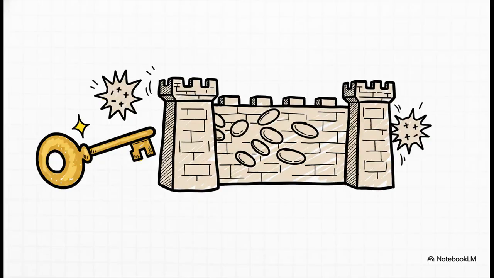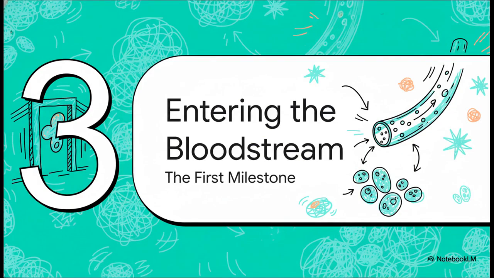So if you remember only one thing from this whole section, make it this. This is the golden rule of pharmacology. For a drug to pass through that fatty wall, it must be in its unionized, lipid-soluble form. This is absolutely key.